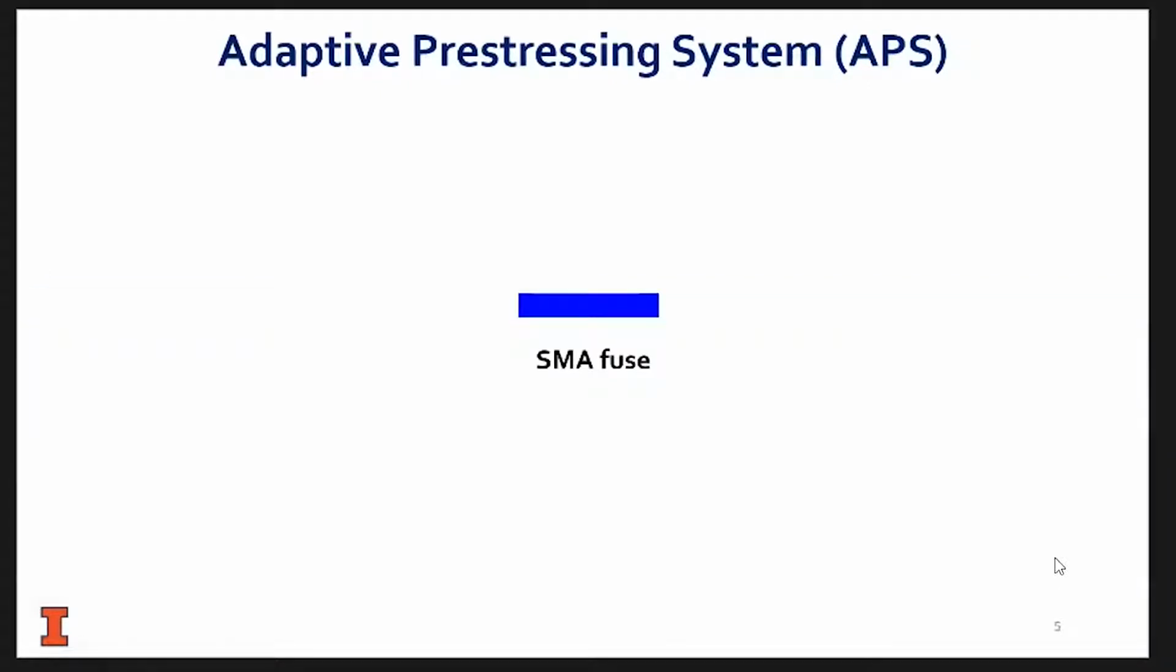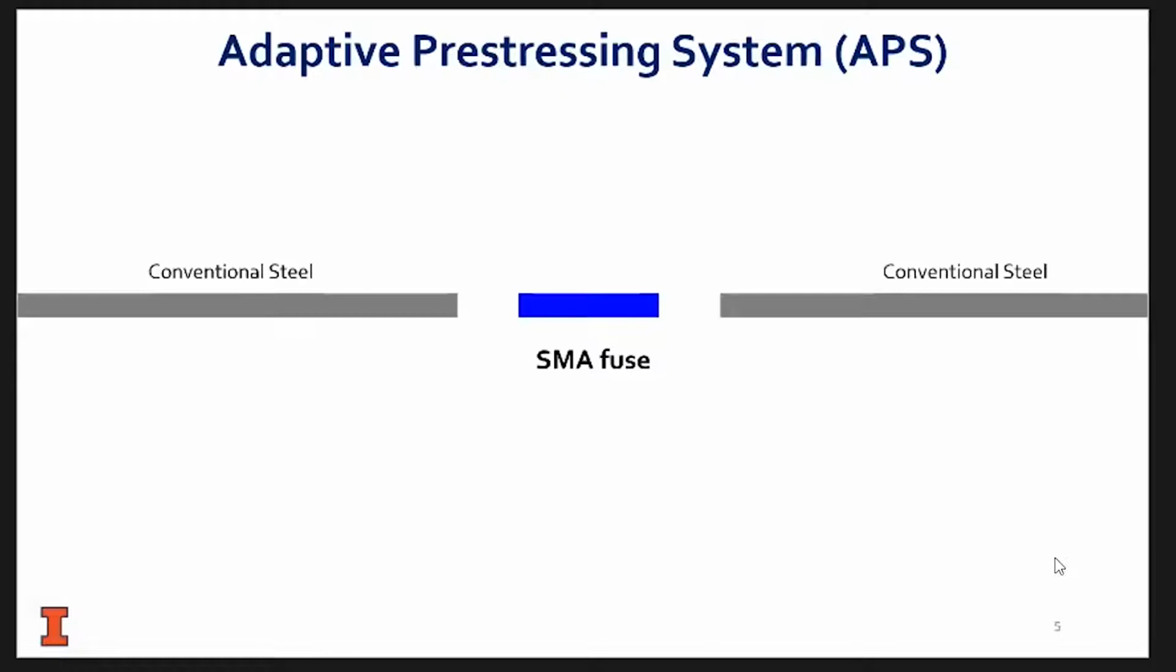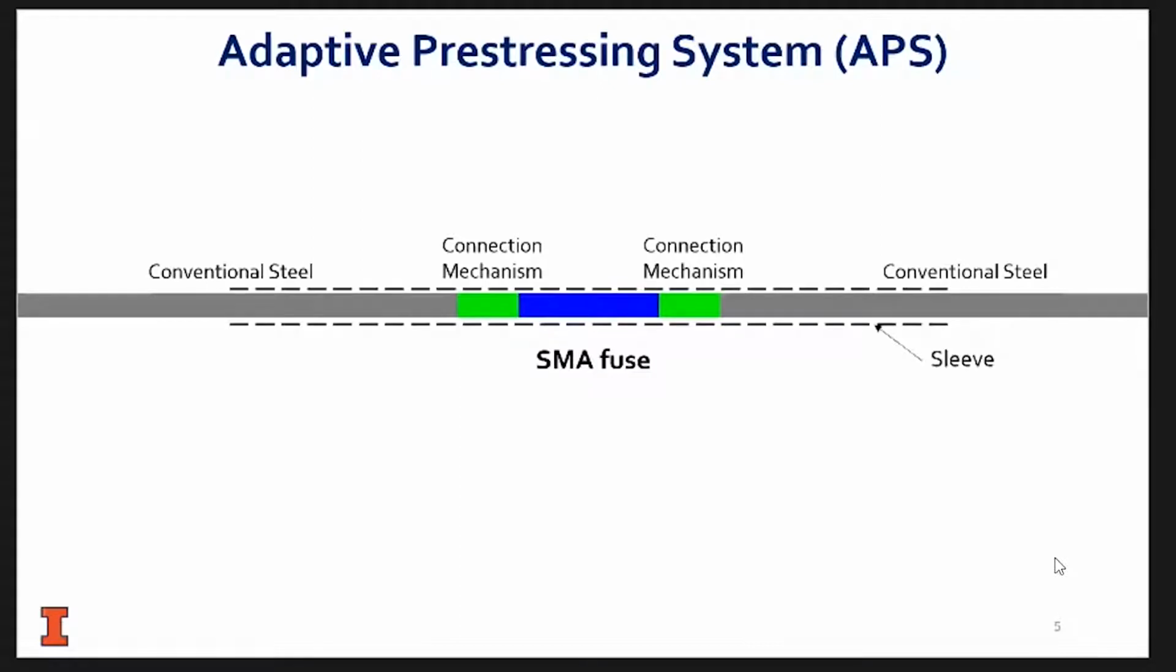It's APS. Basically, we have a very short fuse, which could vary in length, made of this material. You connect it on both sides with high-strength steel, the conventional steel that we use for pre-stressing the ties. And we can use different mechanisms for connections, welding or coupler or any other method. Now you enclose the region that you want to apply the pre-stress within inside the sleeve.